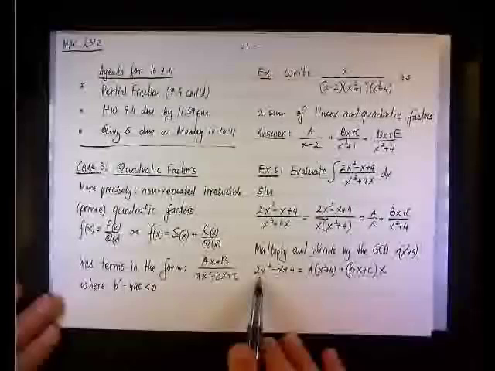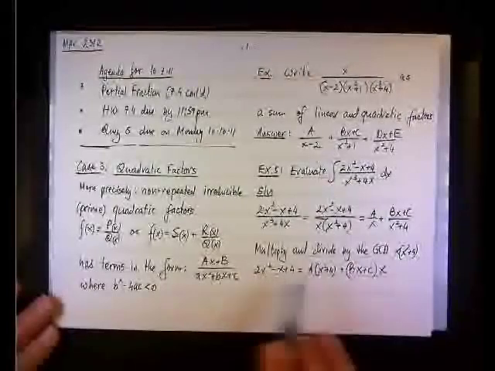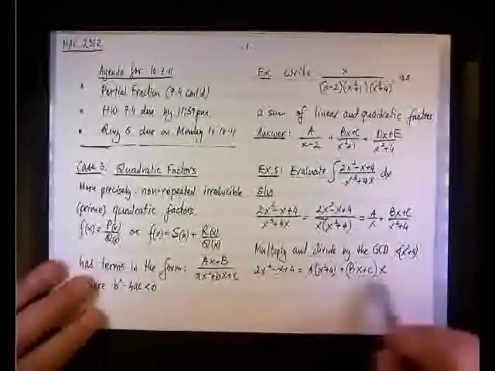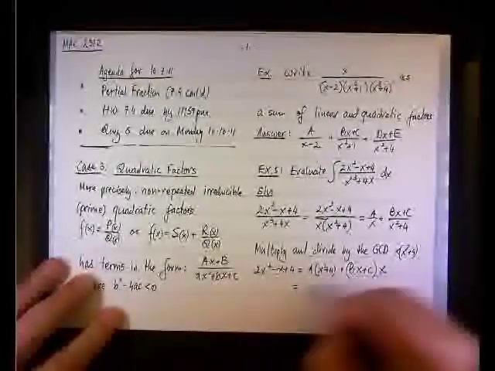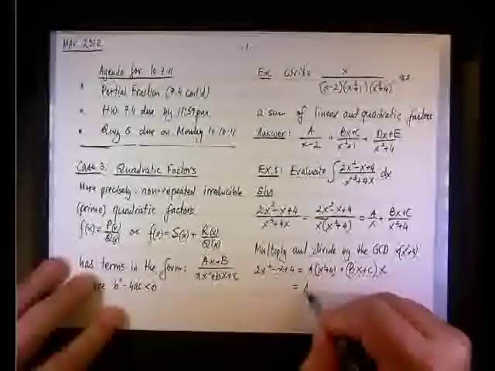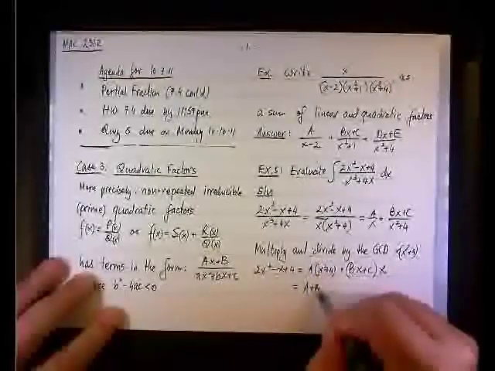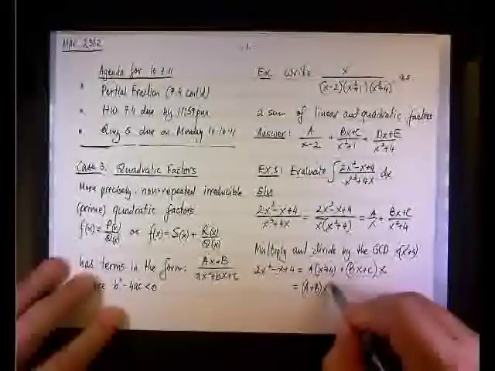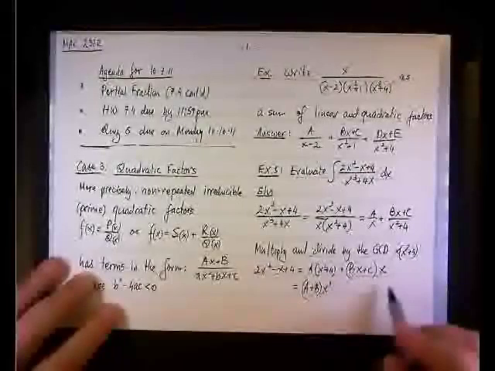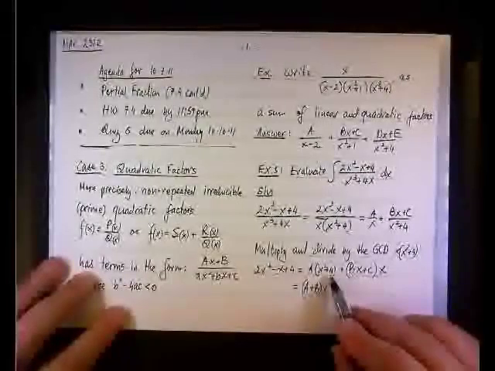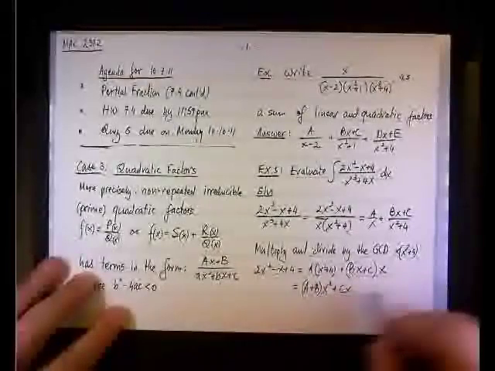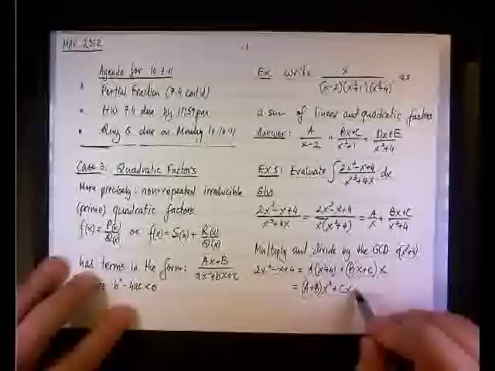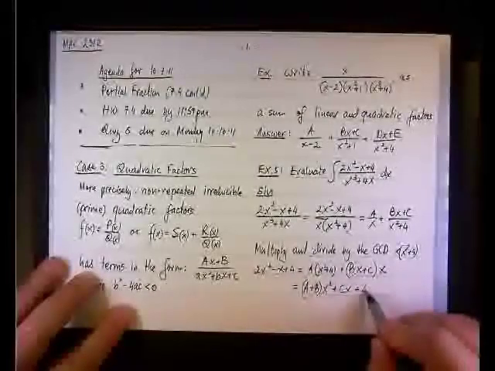So I need to find the coefficient of x squared, the coefficient of x, and the free coefficient. Remember, this is bx squared plus cx. So what is the coefficient of x squared? It will be a plus b, right? Because I have bx squared. What is the coefficient of x? Only one, cx. What is the free coefficient? Only one, it will be 4a.